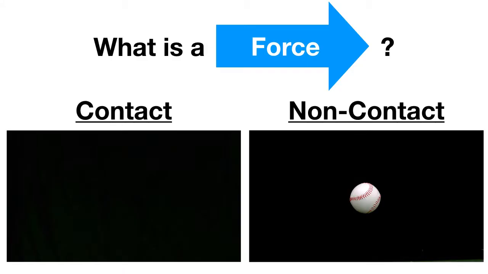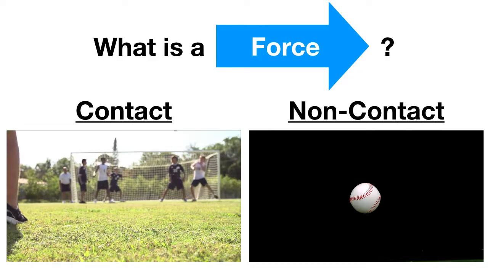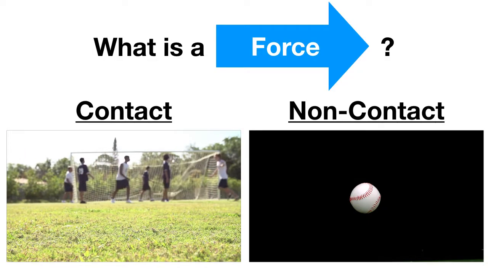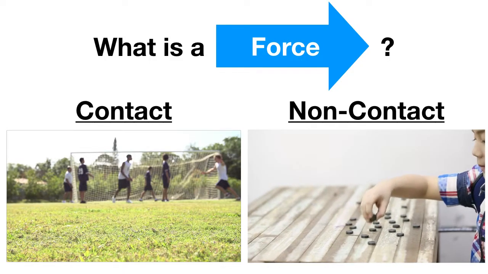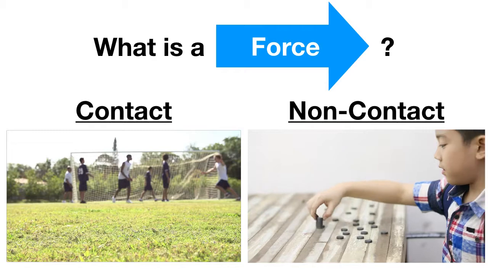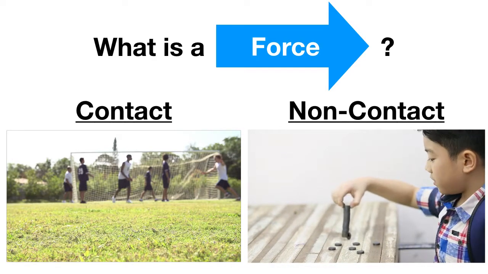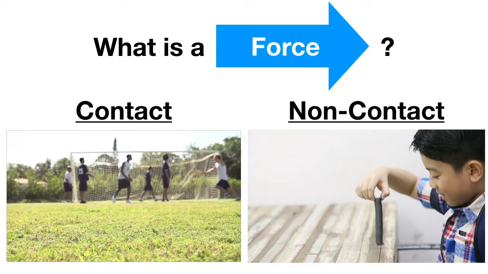Let's look at more examples. This soccer ball is being kicked by a soccer player. It moves when his foot makes contact or touches the ball. This boy is playing with magnets. Even though the magnets are never touching each other, they can pull each other off the table. Magnets are an example of a non-contact force. Let's get some practice identifying these forces together.